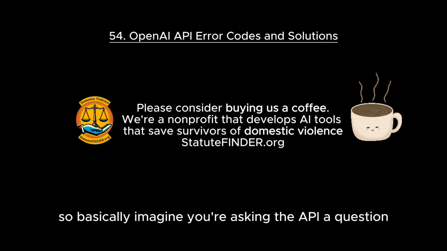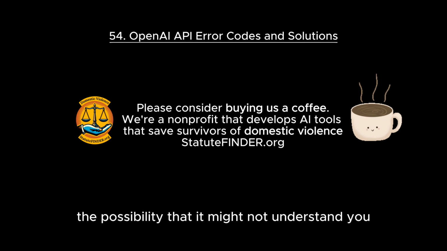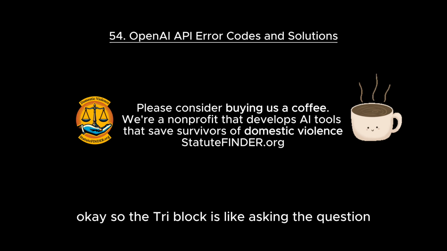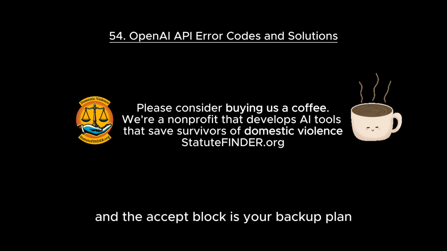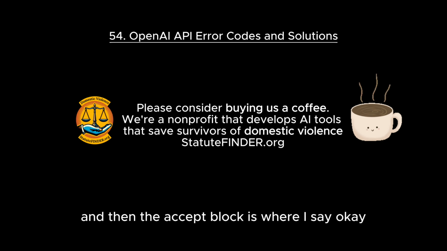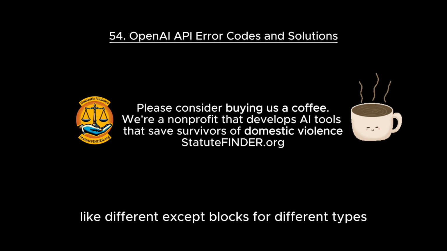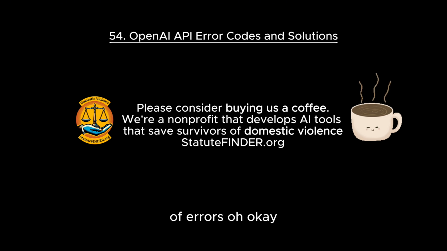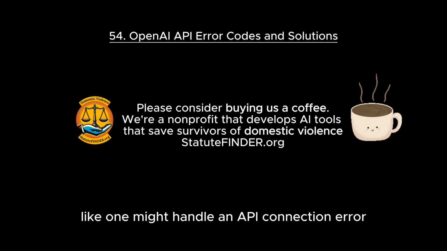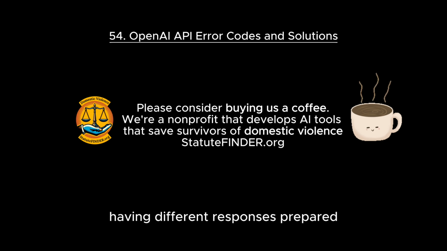So basically, imagine you're asking the API a question, but you're also prepared for the possibility that it might not understand you or might not be able to answer right away. Okay. So the try block is like asking the question, and the except block is your backup plan in case things go wrong. Gotcha. So the try block is where I put the code that's actually interacting with the API. And then the except block is where I say, okay, well, if this happens, do this instead. Exactly. So you'd have different except blocks for different types of errors. Oh, okay. One might handle an API connection error and another one might handle a different error. Okay, so it's like having different responses prepared for different situations.